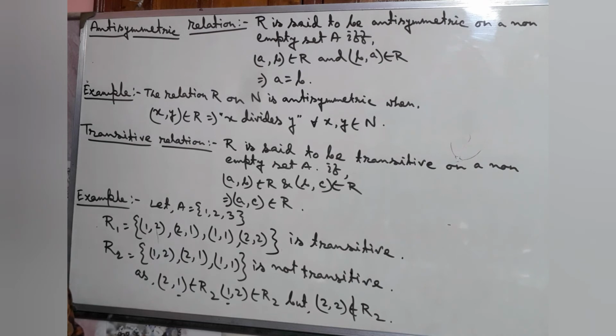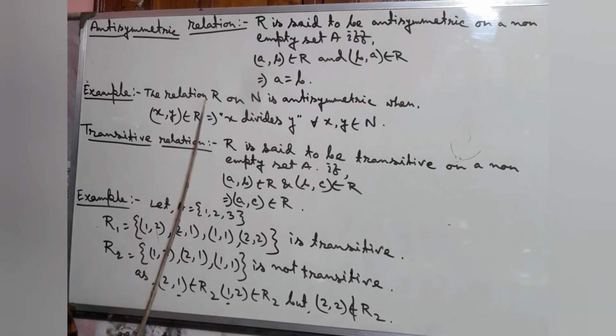A relation R on a non-empty set A is said to be an antisymmetric relation if (a, b) belongs to R and (b, a) belongs to R, implies that a is equal to b. Let us see one example.